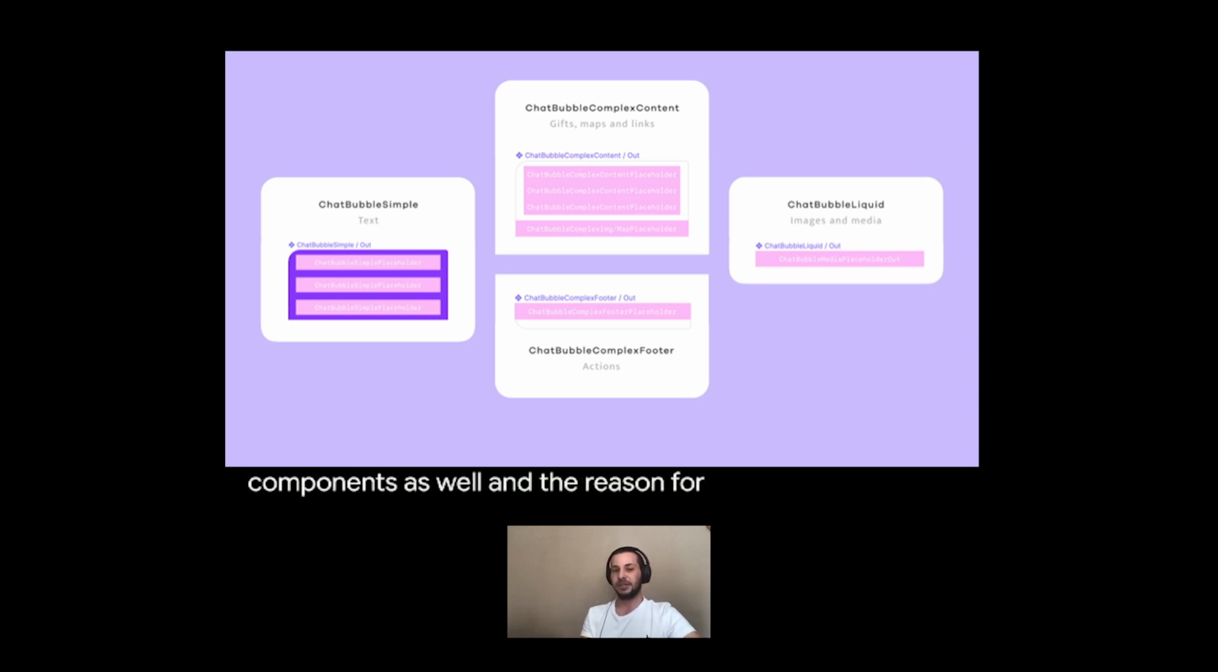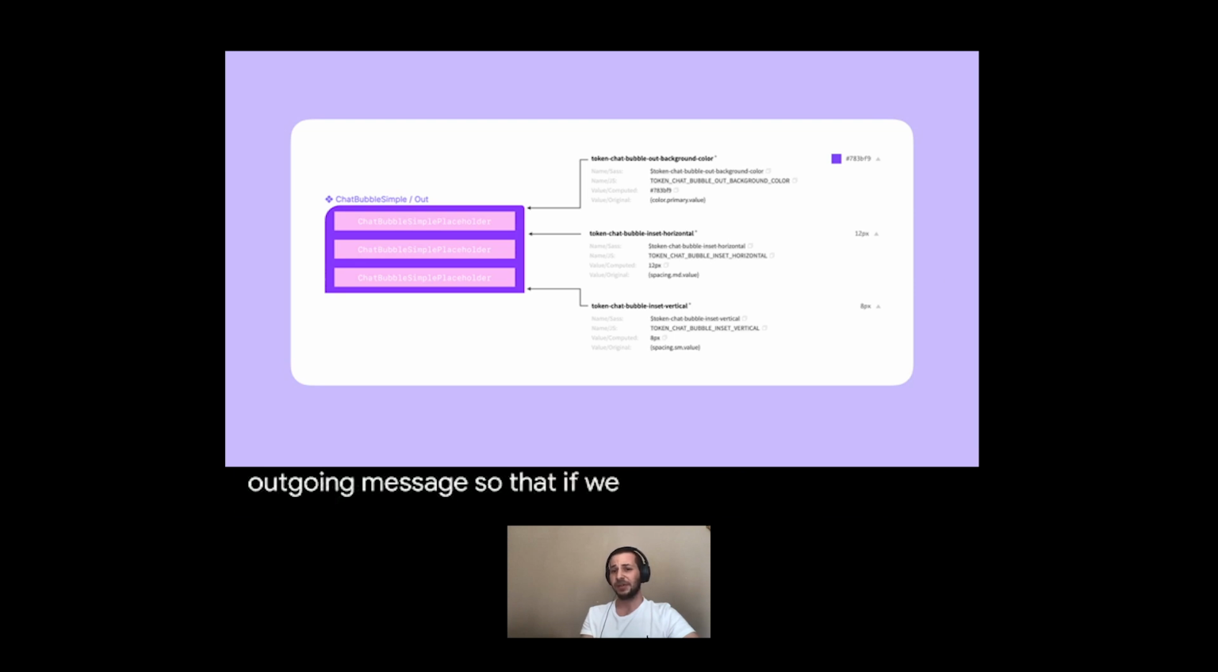And the reason why we have two main components for the incoming and the outgoing message is so that if we ever decide to change the background color for the outgoing message or for the incoming messages, the developer will change the value in the token, and the designers can easily change it from the main component and don't have to go into each variant. And this applies to all other specs and tokens in the main component, including the horizontal spacing, vertical spacing, colors, and even radiuses. But I will get to that in a minute.